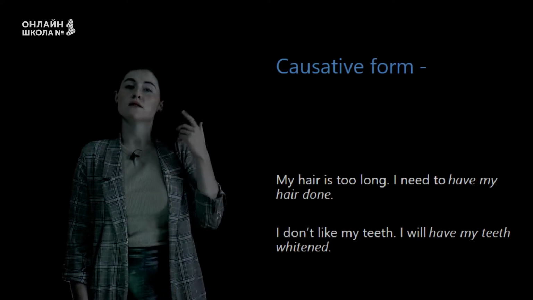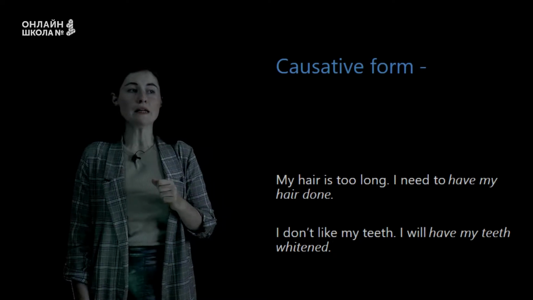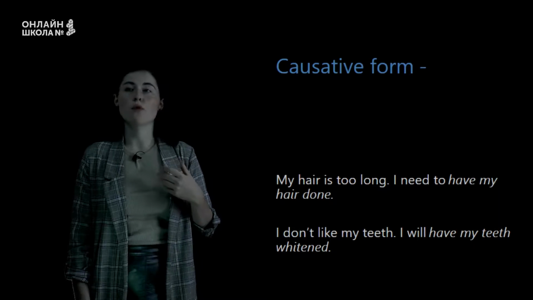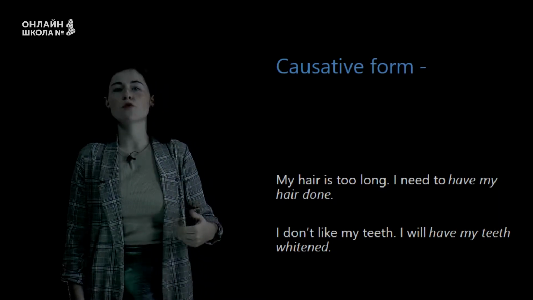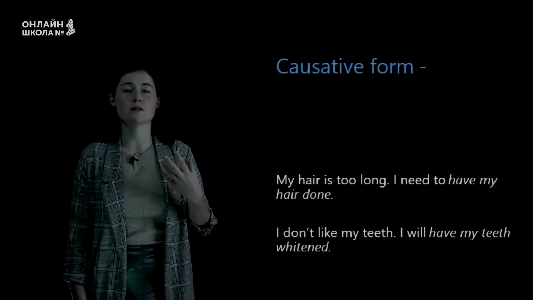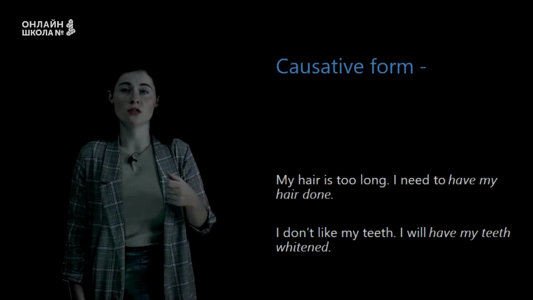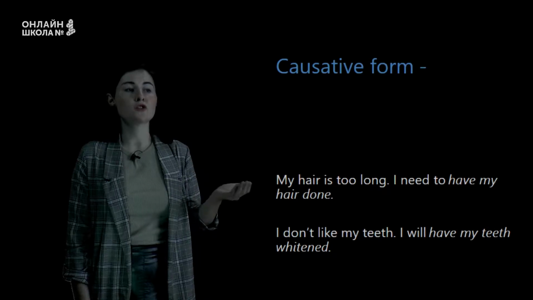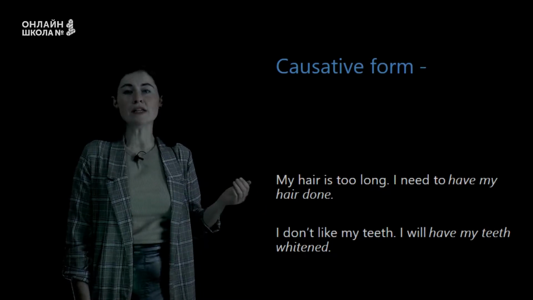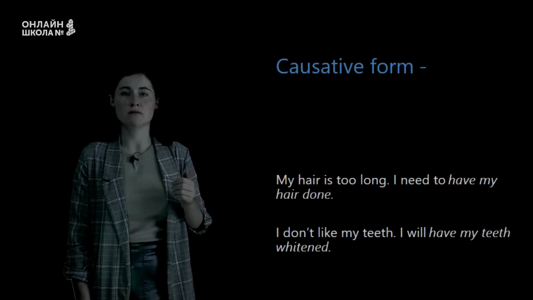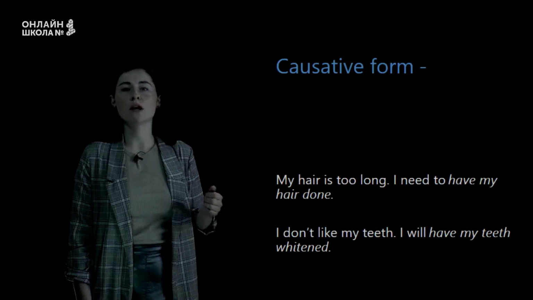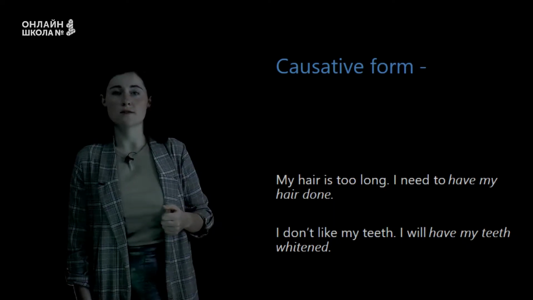Now let's look at the next thing of our plan, which is causative form. Когда мы говорим о своей внешности, мы не только можем описать ее, но и рассказать, что бы мы хотели в этой внешности изменить. Давайте посмотрим. My hair is too long. I need to have my hair done. Or I don't like my teeth. I will have my teeth whitened.